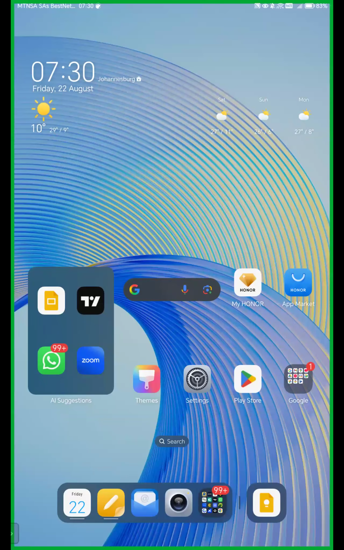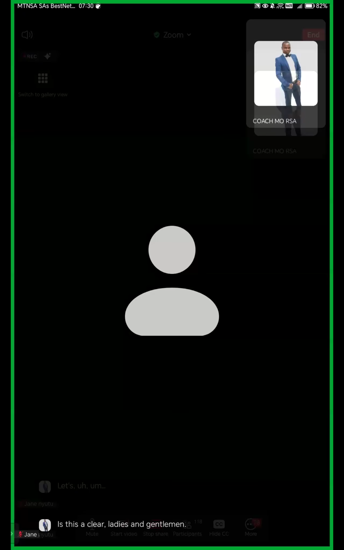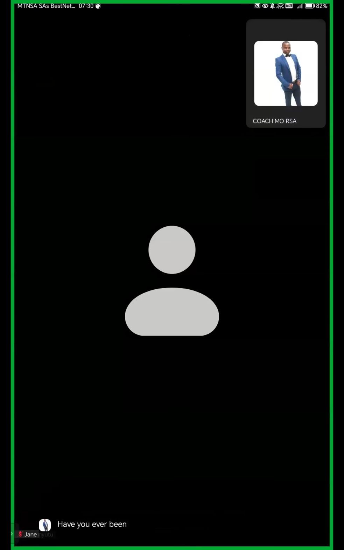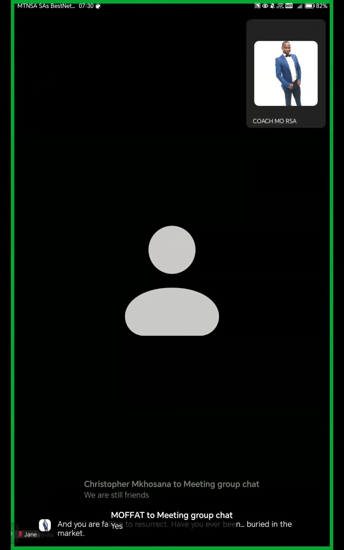The Gravestone Doji. Have you ever been buried in the grave? Have you ever been buried in the grave and you have been there for months? The market got you on top and you are failing to resurrect. Have you ever been buried in the market? Yes. We are still friends. Thank you so much, Christopher.